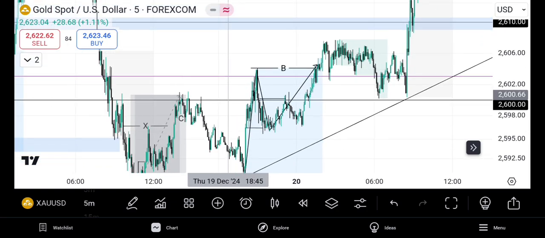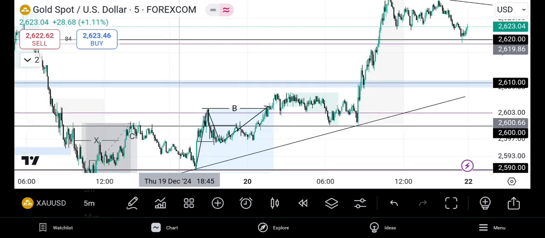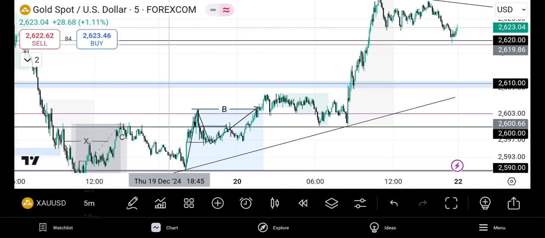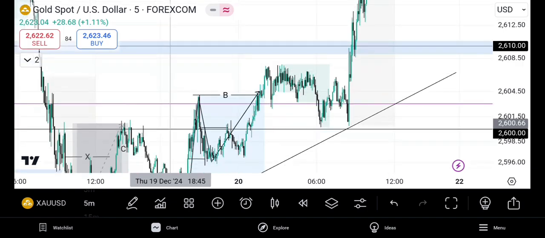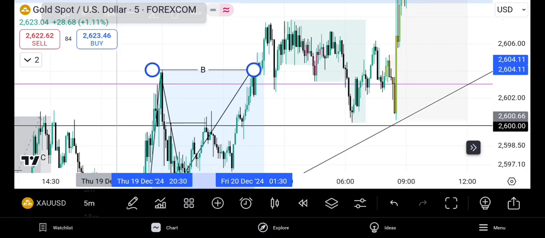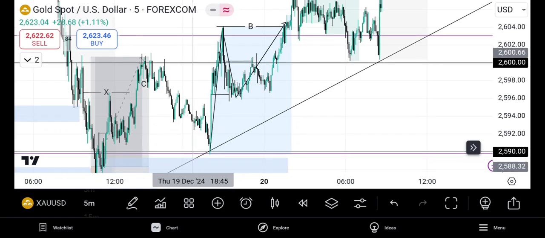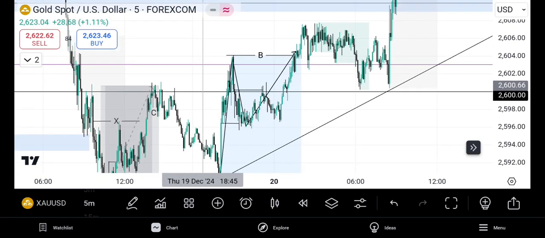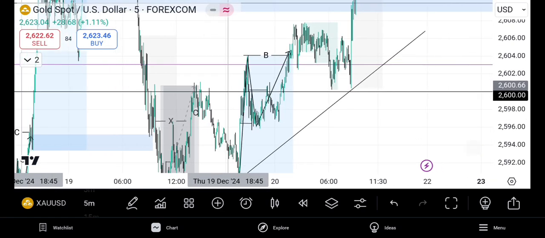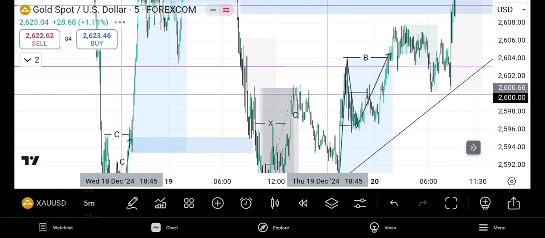But I took a trade. Yeah, I took two trades on Friday. After the market had given me a break of structure to the upside, I started looking for where to take my entry from. So I found out that this is a psychological level that the market has been reacting from.